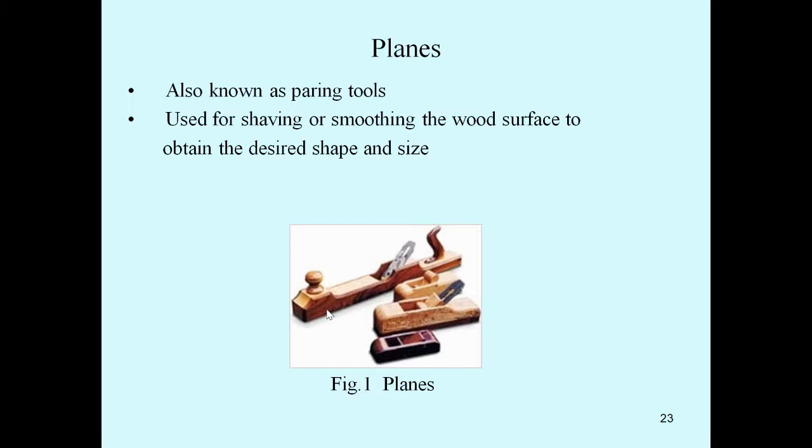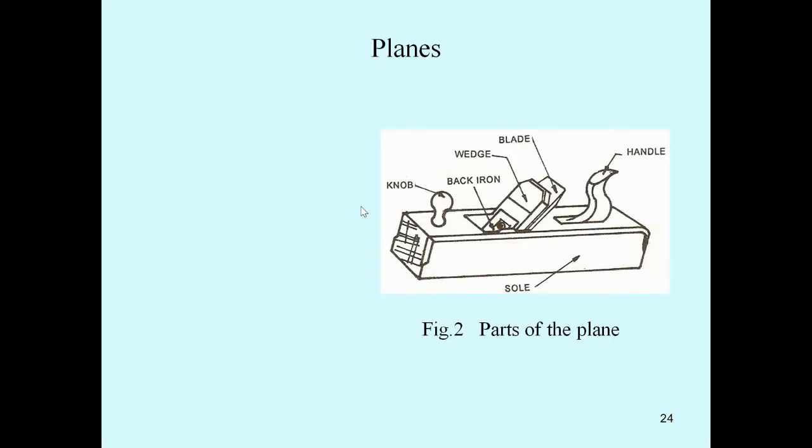This is a diagram of a simple plane. With the help of this plane, we can shave the wooden workpiece or smooth the wooden surface to get the desired shape and size of the workpiece. This operation is called the planing operation. We can see the diagram of a plane here, which has different parts.